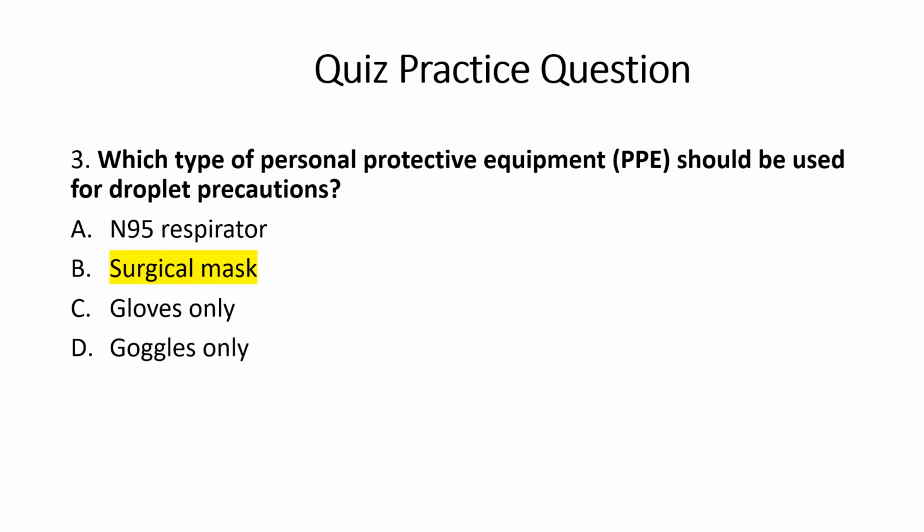Now, the third one: which type of personal protective equipment should be used for droplet precautions? For droplet precautions, what are we using? Surgical mask, not N95. Gloves, we will use the gloves. Goggles: there is no sense of using goggles for these infections. Goggles are only for when splashes can infect us; in those scenarios, we will wear goggles.